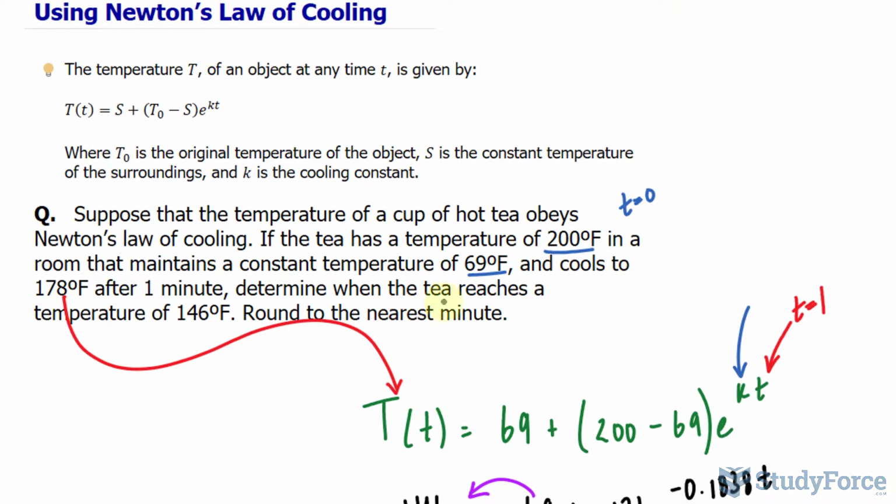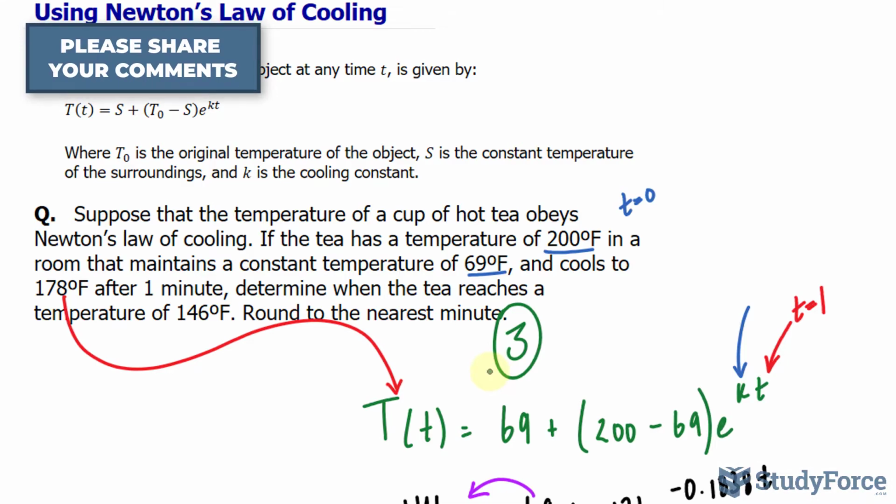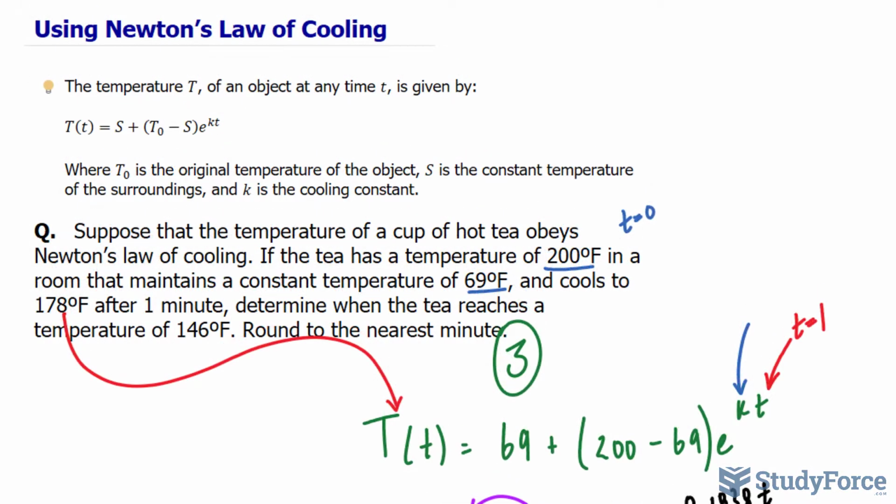2.89. They want the answer rounded to the nearest minute, so it'll take 3 minutes for the temperature of this tea to go from 200 Fahrenheit to 146 degrees Fahrenheit. And there you have it. That is how to use Newton's law of cooling.